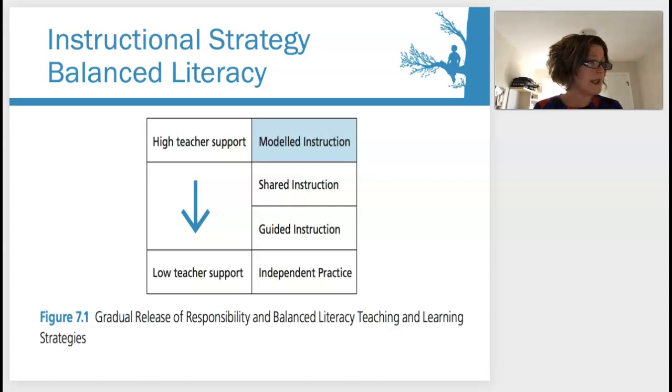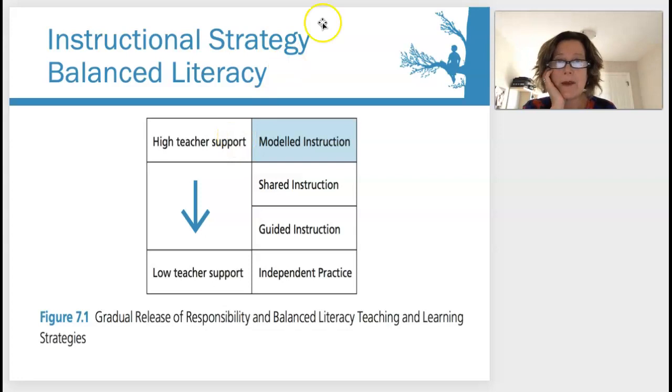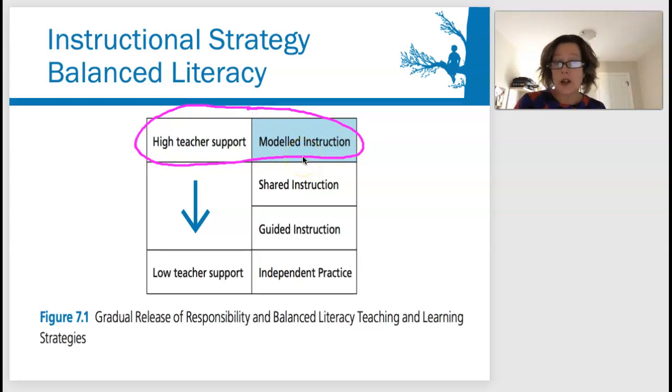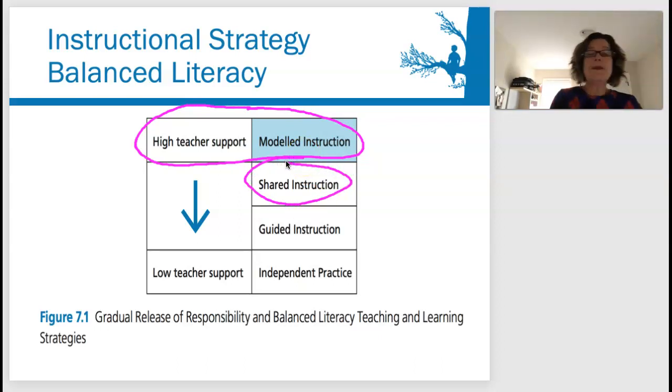So you might recognize this little model here. So basically we have, okay, I'm going to click in so I can circle things, which will be super fun for me. And so we have modeled instruction here, which has the highest teacher support of all of these instructional models. Then we go into shared instruction right here, where the teacher does most of the tasks, but the students are more involved. Then we have guided instruction.